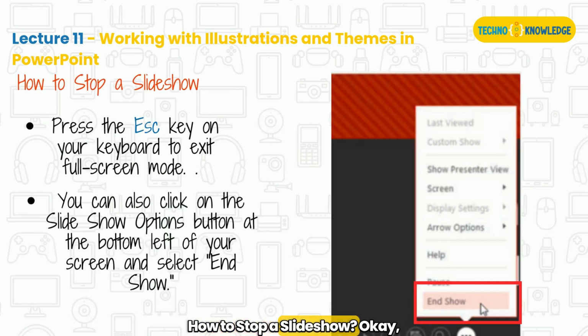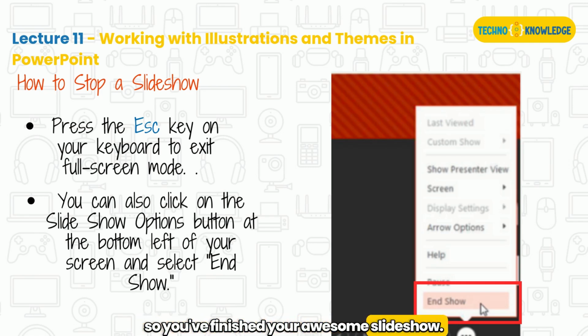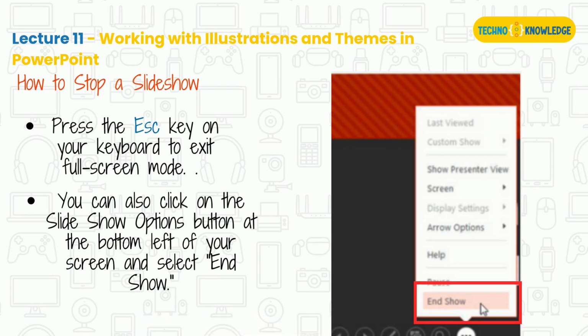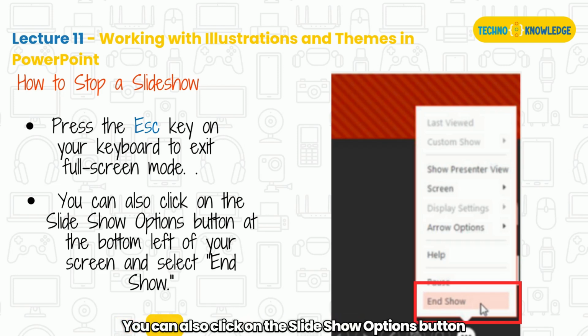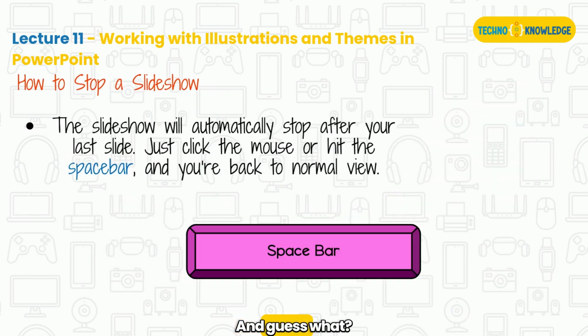How to stop a slideshow? Okay, so you finished your awesome slideshow. Here's how you can stop it. Press the S key on your computer to exit full screen mode. Easy, right? You can also click on the Slideshow Options button at the bottom left of your screen and select End Show. And guess what? The slideshow will automatically stop after your last slide. Just click the mouse or hit the spacebar and you're back to normal view.